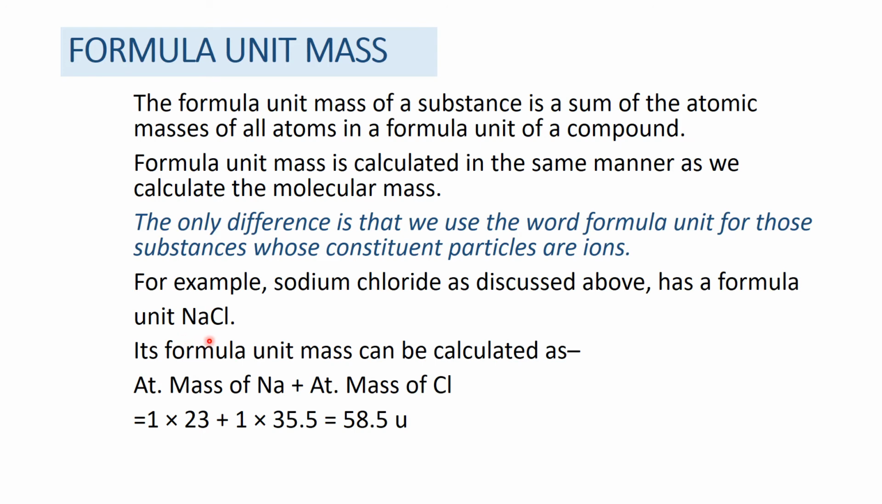And what will we do? We will do the same as we have done in case of the molecular mass. See, atomic mass of sodium you will write, plus you will write atomic mass of chlorine. And we know that atomic mass of sodium is 23 unit. So you will multiply it by 1 because there is only one sodium atom. So 1 multiply 23 plus 1 multiply 35.5, that is the atomic mass of chlorine, and when you add these two you will get 58.5 unit. So in this way you will find the formula unit mass.